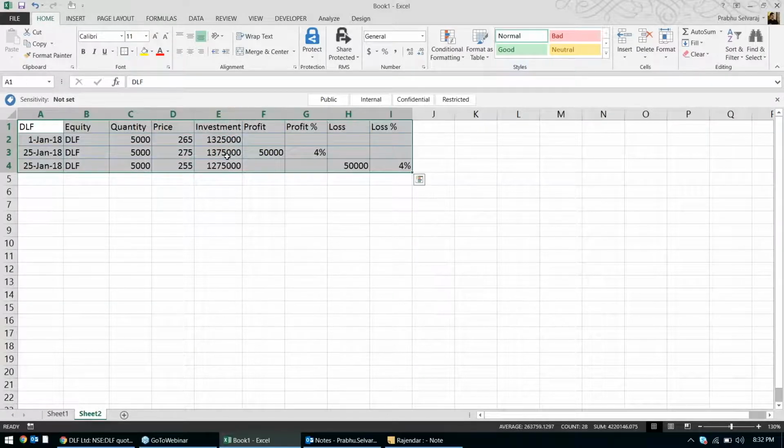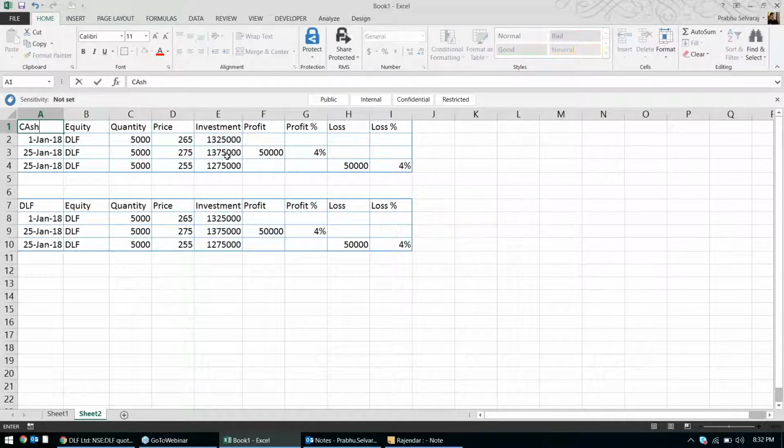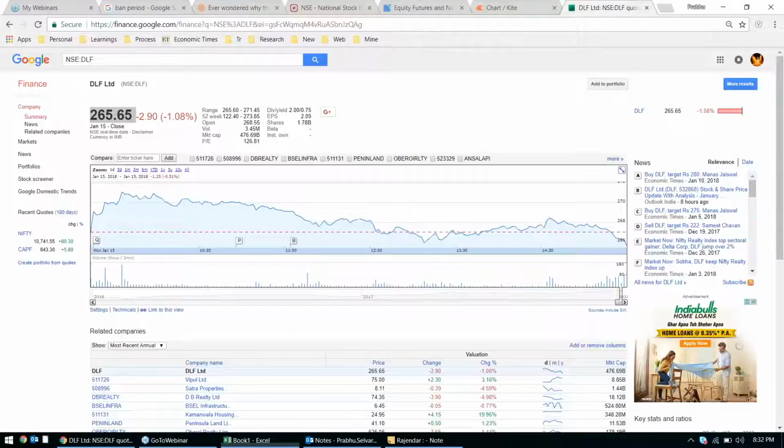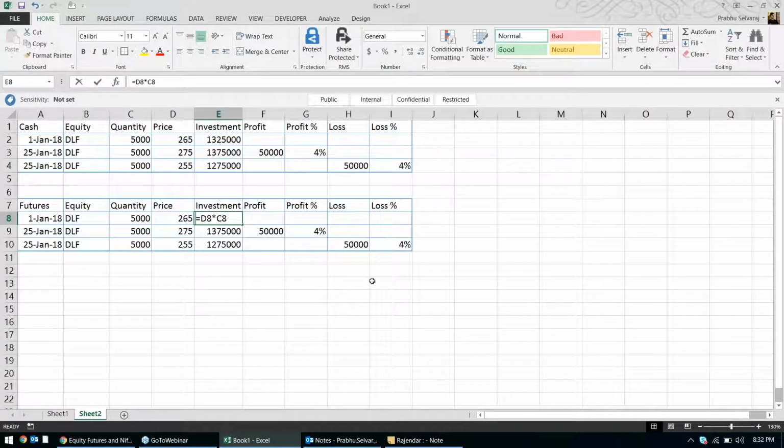Okay, now you can say, I cannot invest so much into the market. What is the alternative available for me? That is futures. Now in futures, to buy the same amount of 5,000 shares, what is the investment you need? It is 1,68,000, maybe 1,70,000, we can keep a round figure. So you need an investment of only 1,70,000 to buy the same amount of shares.